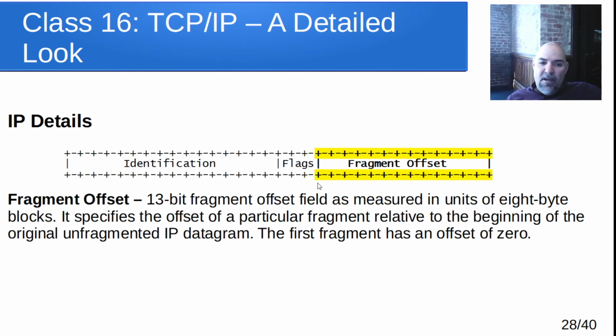And then the fragment offset is this 13-bit number. That's a field that's measured in units of 8-byte blocks. It specifies the offset of a particular fragment relative to the beginning of the original unfragmented IP datagram.